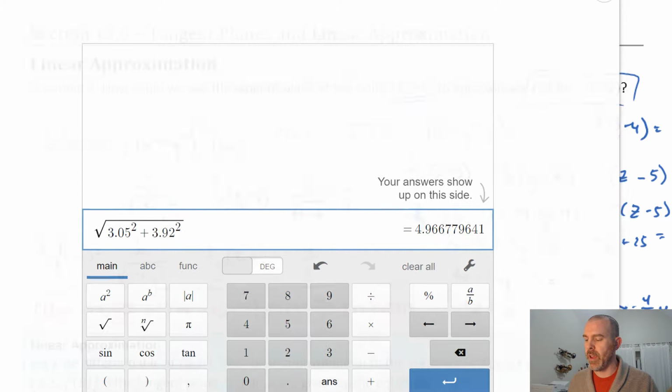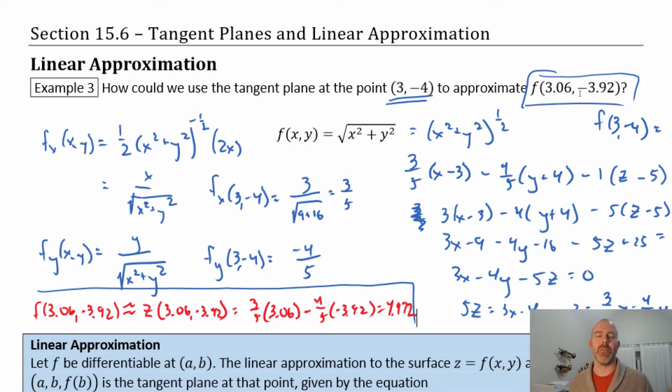So very close there. And the idea is that because (3.06, -3.92) is very close to (3, -4), the tangent plane does a pretty good job of approximating the function. Now it's interesting here, you'll notice that it's a linear approximation. The reason that it's called linear is because the function that we're using to approximate this is a linear function, meaning there's no squares, no square roots, no trig functions. It's x to the first and y to the first. So yes, it's a linear function of two variables, and it's still linear even though its representation is a three-dimensional plane.